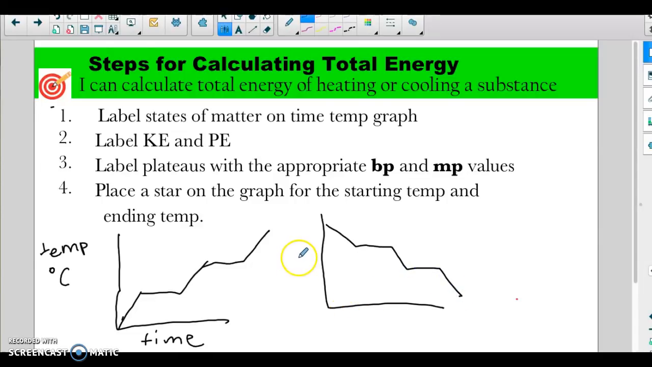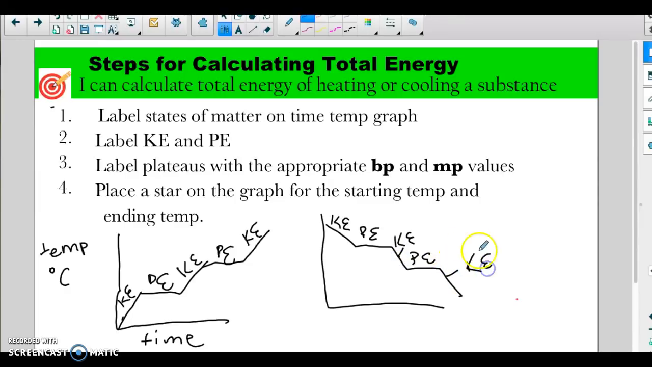And again, it would be Celsius, temperature, and time. So then I would label, so here we have changes in kinetic, potential, kinetic, potential, and kinetic. Over here, kinetic, because temperature is changing, potential in the plateaus, and kinetic in the sloped parts of the graph. And then I would star the graph wherever the starting temperature is and the ending temperature.